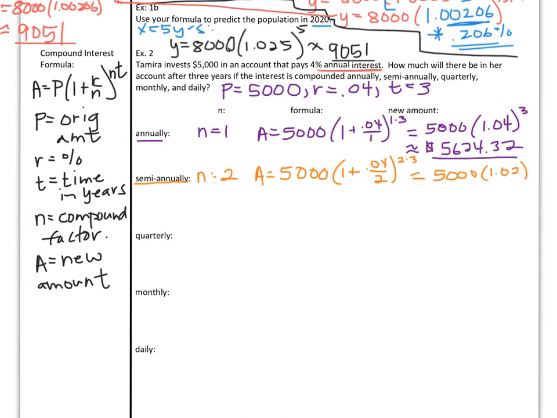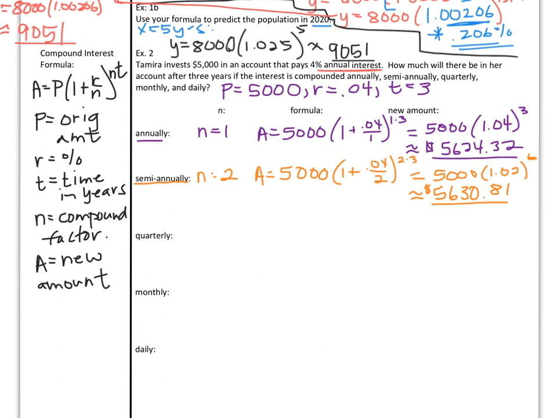So if you notice, our parenthesis value got smaller. But here's the trade-off. Our exponent gets bigger. 2 times 3 is 6. And if you enter this into your calculator, we actually get a little bit more money. After 3 years, Tamira would have approximately $5,630.81.